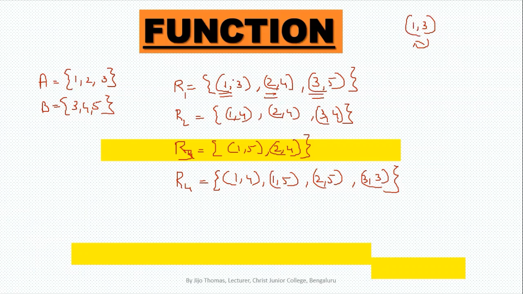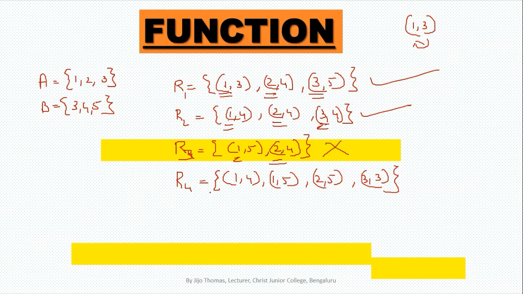So if you see the first one, every element of the set A, that is 1, 2, 3, is there as first element, and the first elements are not repeating. So first one is a function. Second one, 1 is there, 2 is there, 3 is there, and it is not repeating again. It is a function. Third one, 1 is there, 2 is there, 3 is missing. The element 3 doesn't have any image. Every element of A should have image. So this is not a function.